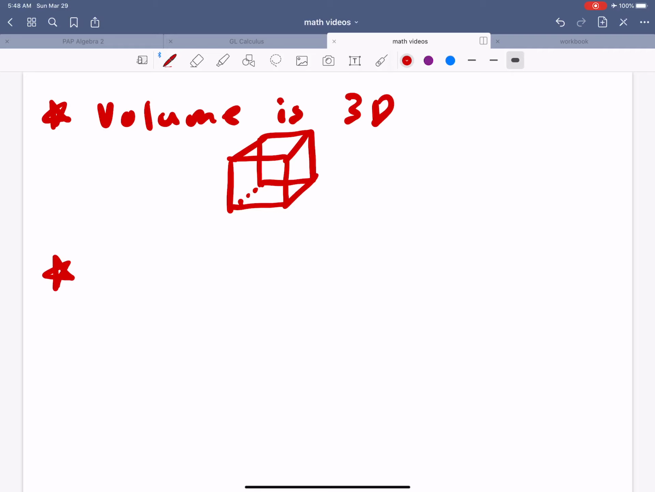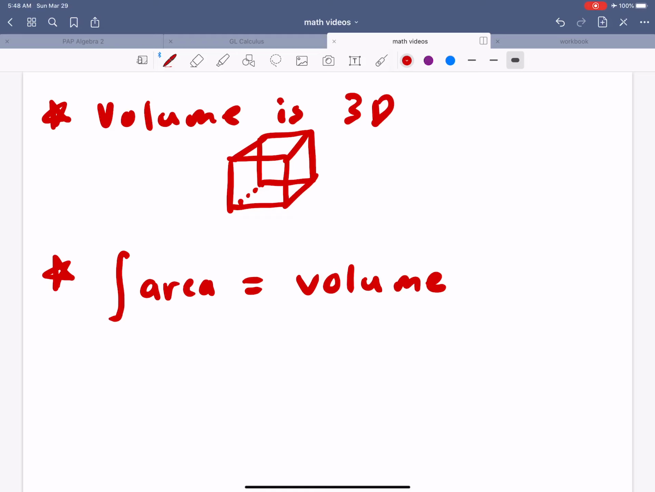Thing number two that you're going to have to remember for this lesson is we actually can take the integral of area, and when we take the integral of area, that's going to equal volume. That might not make a ton of sense right now, but it will as we go through these problems.